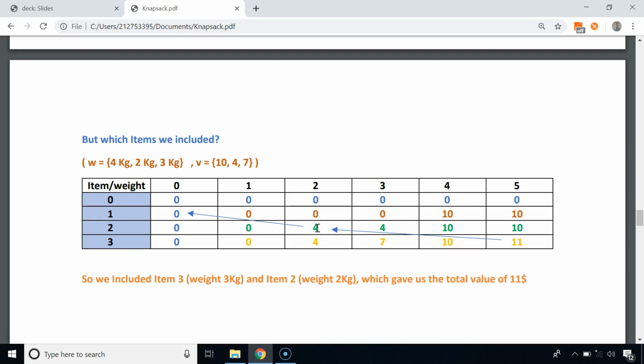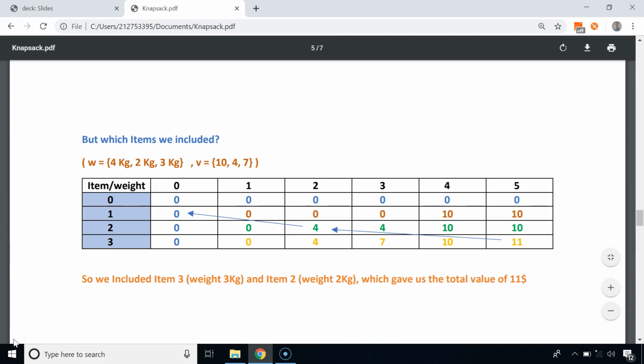So we will compare 4 with 0. Now these two values are different. It means we included the second item. Now we will go 1 row above and 2 columns back. Why 2 columns back? Because the weight of the second item is 2 kg. Now the value in this cell is 0. It means we don't need to compare anymore. So we included item 3 and item 2, which gave us the total value of $11.